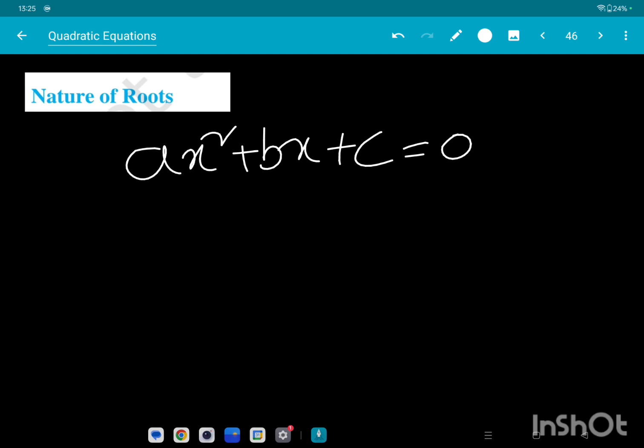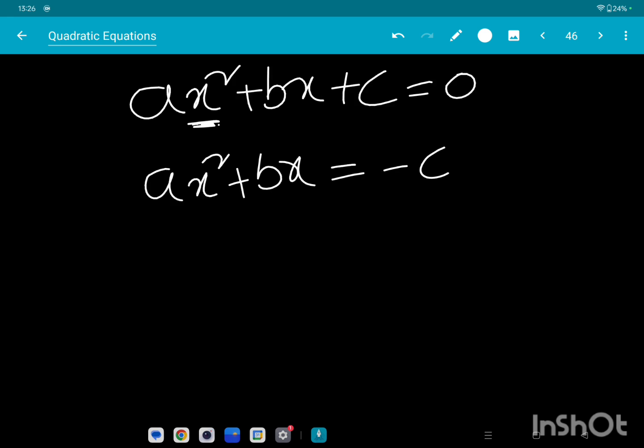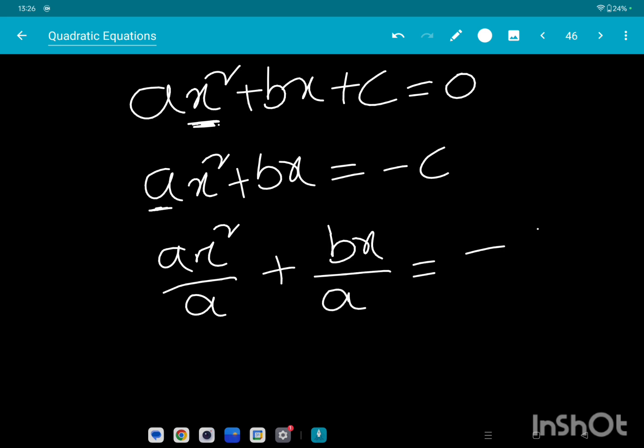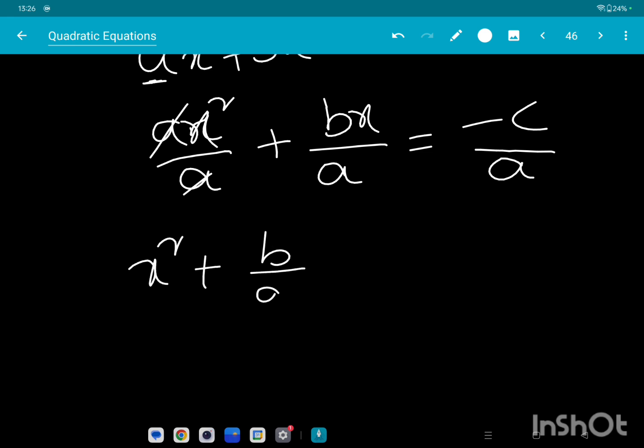But how can we find that formula? I will tell you how the formula was invented. I wanted to know the x value. How can I find the x value? By solving this equation, right? So I will write it as ax square plus bx is equal to minus c, right? And I want to divide the whole equation by a because I want to remove the a here. ax square divided by a plus bx by a is equal to minus c by a. So I divide the whole equation by a. Here a cancels. Finally I got x square plus b by a x is equal to minus c by a.